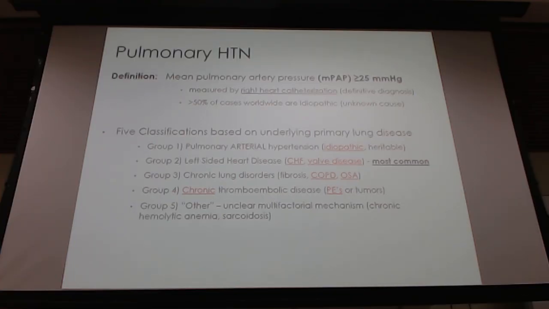So over 25 millimeters of mercury, then you have to do a right heart cath. So the only time you're really going to make that definitive diagnosis is usually with specialty care. This was something we commonly did in ICU, right?